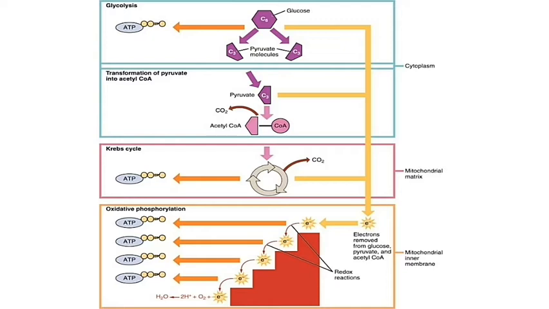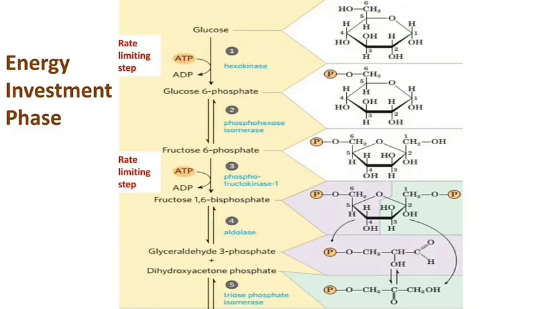After that it undergoes the TCA cycle or the Krebs cycle, and in the presence of oxygen it undergoes aerobic respiration, that is oxidative phosphorylation, and in the absence of oxygen it undergoes the lactic acid cycle. The process of glycolysis takes place within the cytoplasm of the cell, and after that the acetyl CoA is transported to the mitochondrial matrix where the Krebs cycle takes place, and the oxidative phosphorylation takes place in the mitochondrial inner membrane.